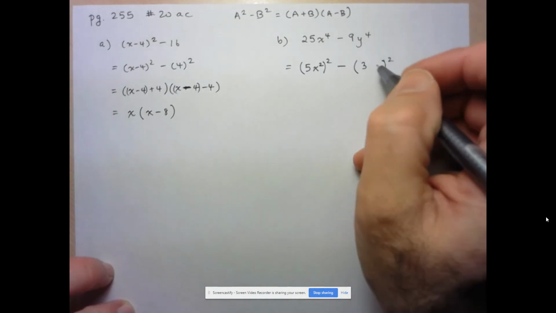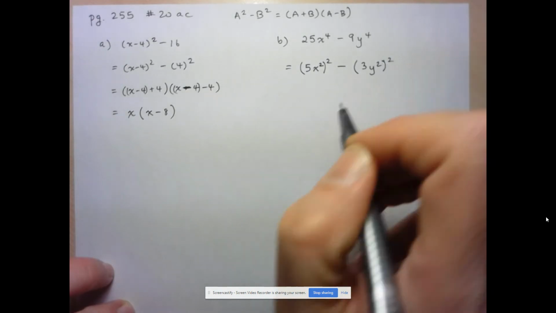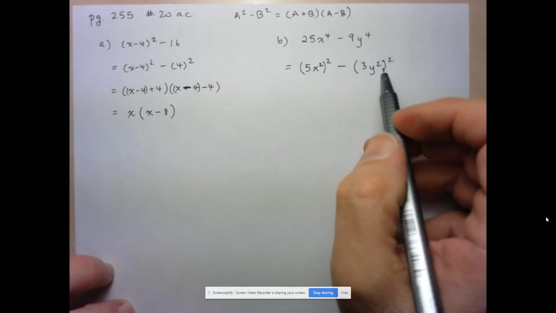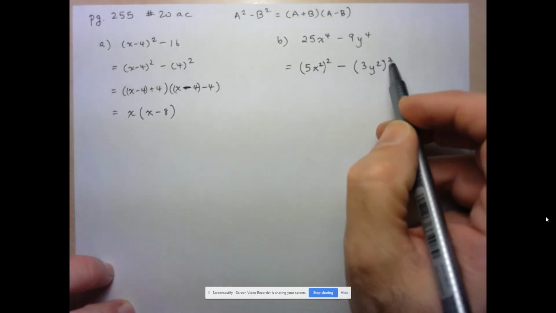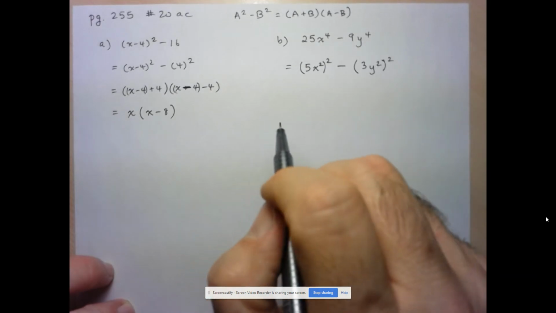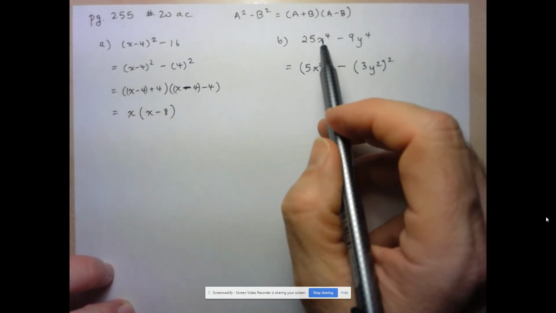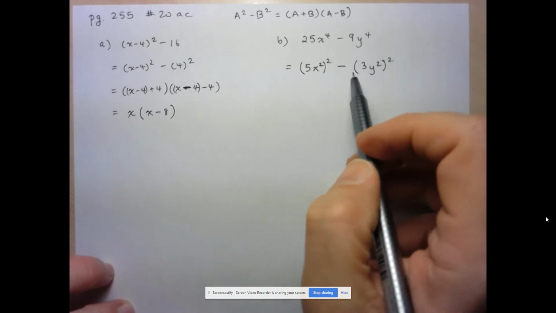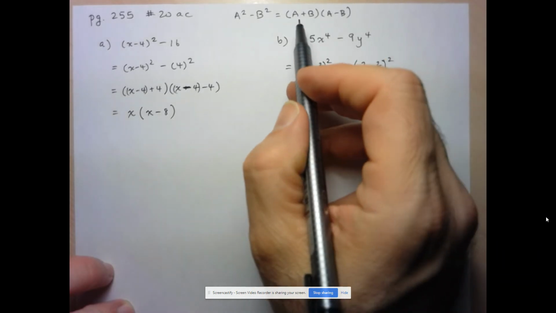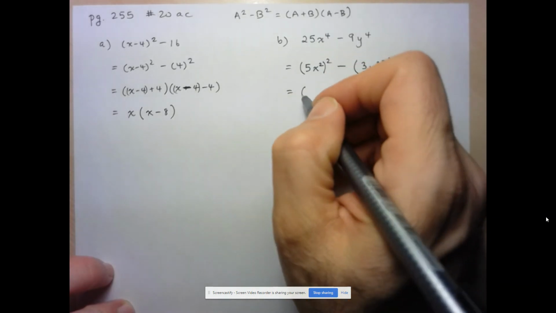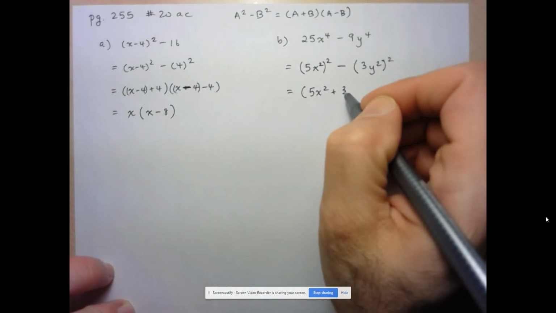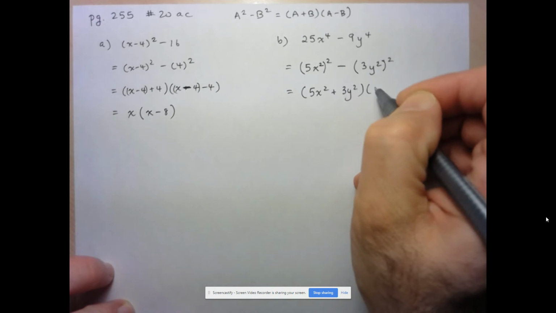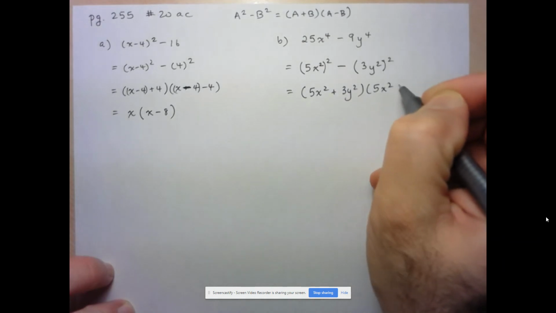Same thing here with the y. I can just put a y squared in there. Let's check that it works. 3 squared is 9. Y squared to the power of 2. Again, I multiply the exponents. Gives me y to the 4. So I was able to write this expression as a difference of squares. And so now I can apply my factorization. It's just the first plus the second times the first minus the second.